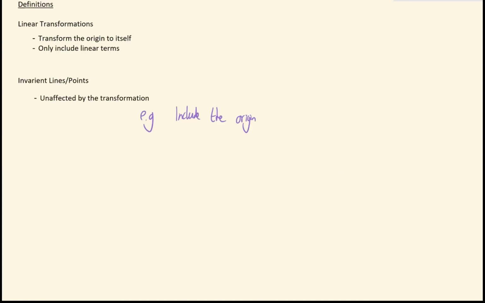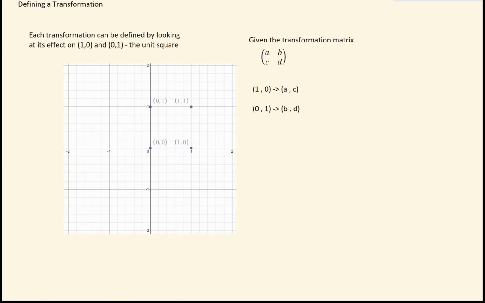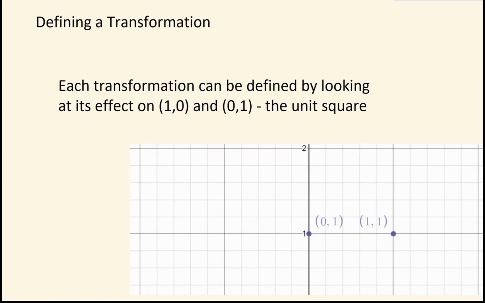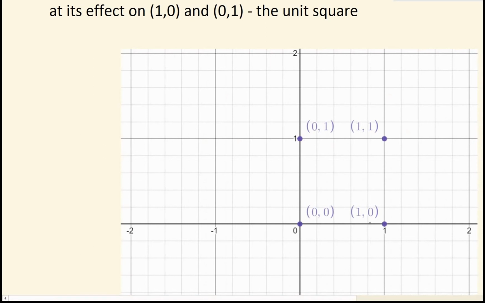Okay, next thing we're looking at is how we can define a transformation. So the way we define each transformation is we look at the effect it will have on (1, 0) and (0, 1). In essence, the unit square comprised of these 4 points. We know this point isn't going to move, so we're going to see where these 2 points move to, and (1, 1) will just be the combination of those two movements added together.